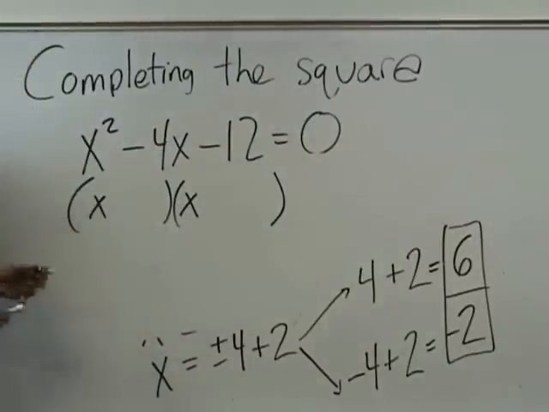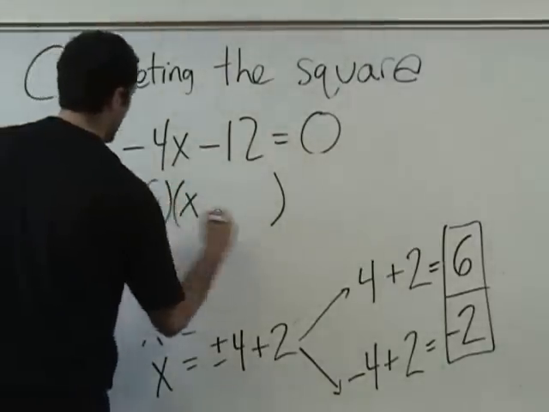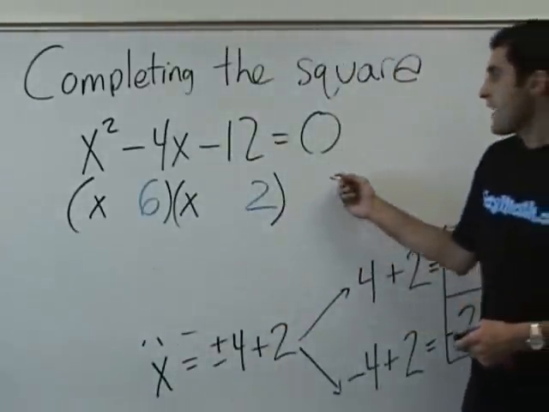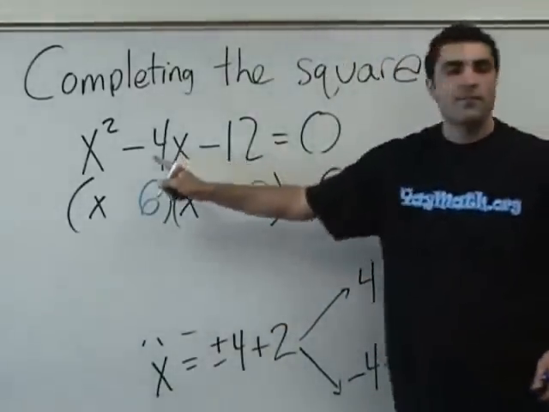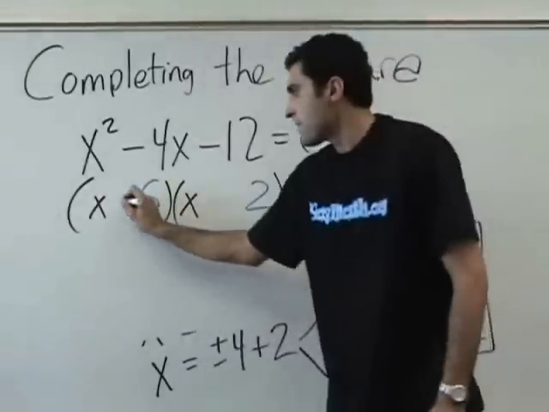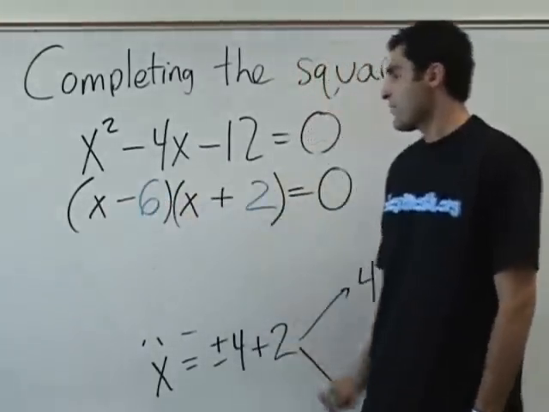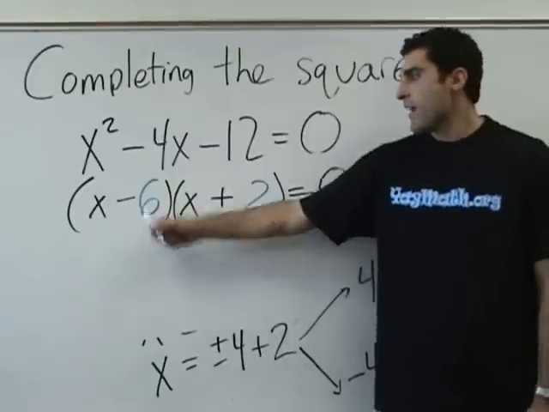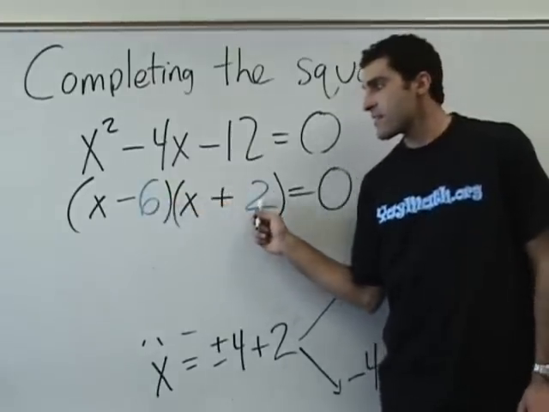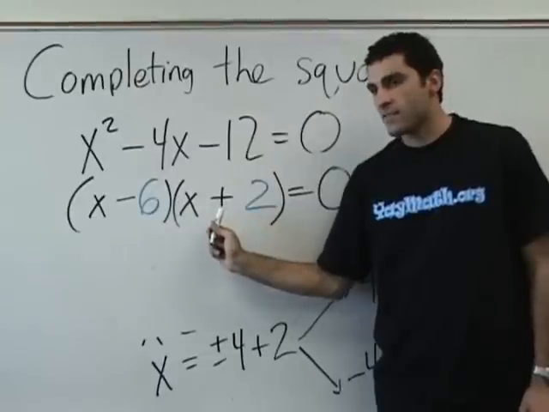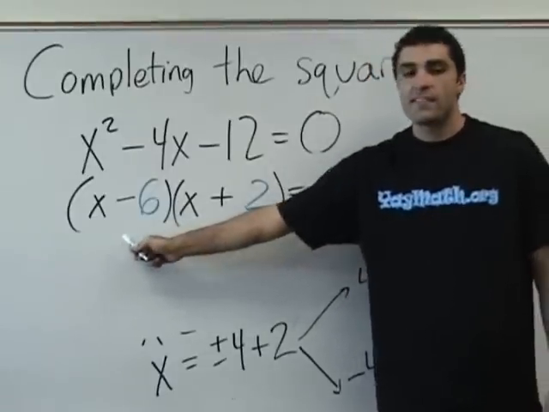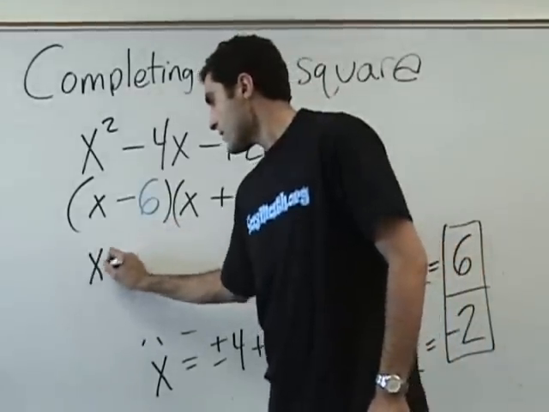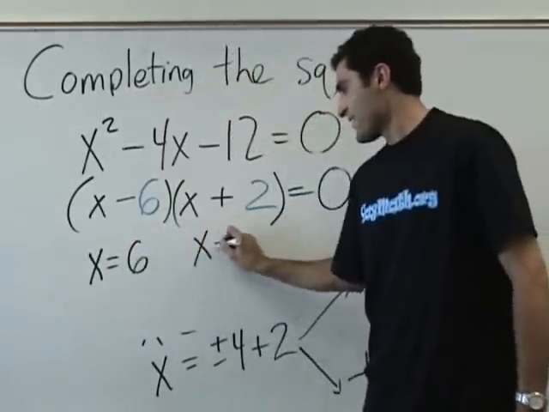So here, plus 6 minus 2? Not really. Try again. Negative 6 plus 2. Why is it negative 6? Because it's negative 4, so this becomes negative 6 plus 2, right? Questions about this? FOIL this quickly in your mind. x squared, plus 2x, minus 6x, and then minus 12. So x equals what and what here? x equals 6, x equals negative 2.